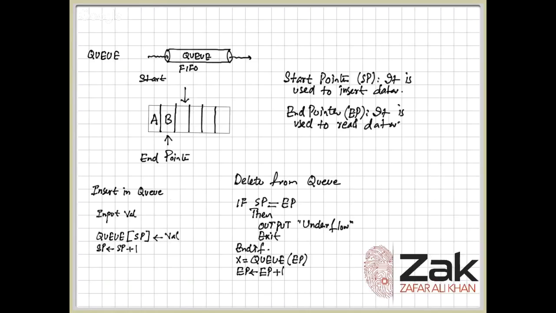So when we implement that with an array, I deliberately have not made this array vertical but horizontal so that we feel like it is a queue. So we have got two pointers, start pointer and end pointer. The start pointer is used to insert data, and the end pointer is used to read data.